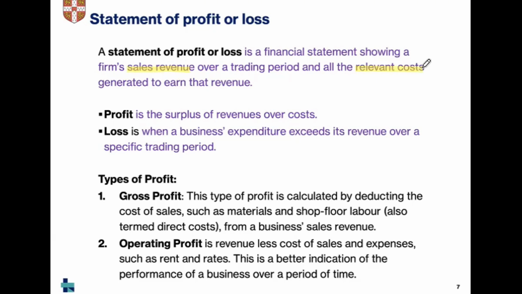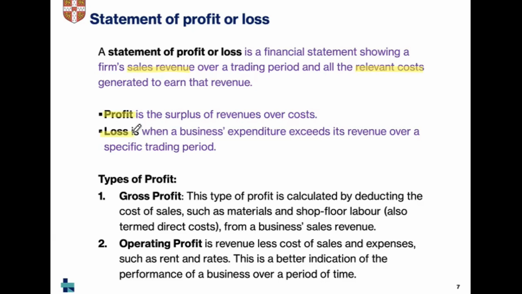So essentially, if a business knows how much its revenue is and it knows all the costs that it has incurred to generate that revenue, it can subtract the costs from the revenue and determine whether it made a surplus. And the surplus is called a profit, or whether the costs were more than the revenue. If the cost is more than the revenue, it means that the business made a loss.